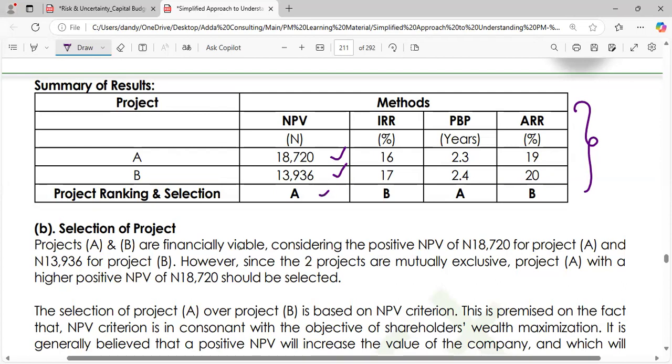You select project A. Under IRR, IRR of project A is 16%. Project B is 17%. Project B is higher than project A. So therefore, we select project B for IRR. Then for payback period, you select any project with a shorter payback period. Project A has a shorter payback period of 2.3 years. Therefore, project A is selected. Under ARR, you select any project with a higher ARR consistent with the management predetermined ARR. So project B has a higher ARR. That's why we selected project B.